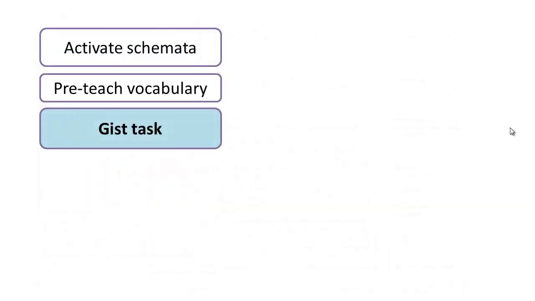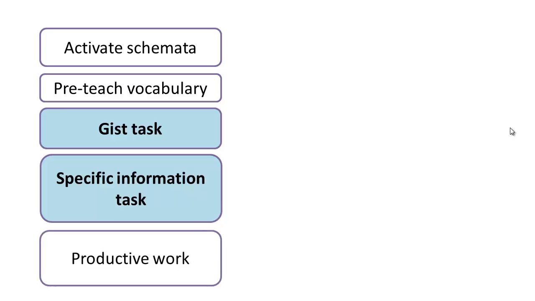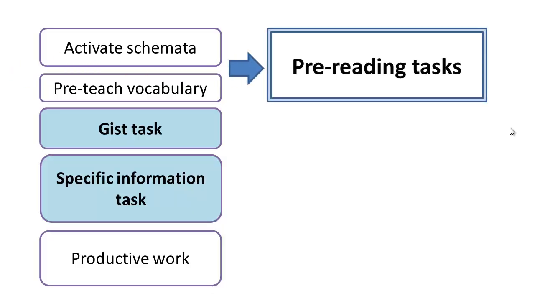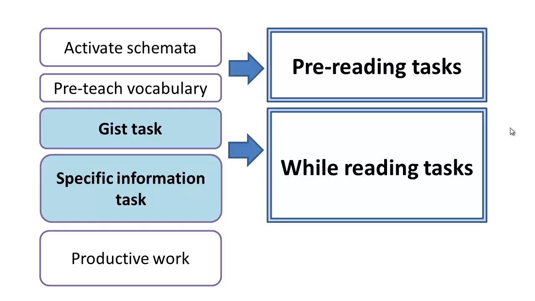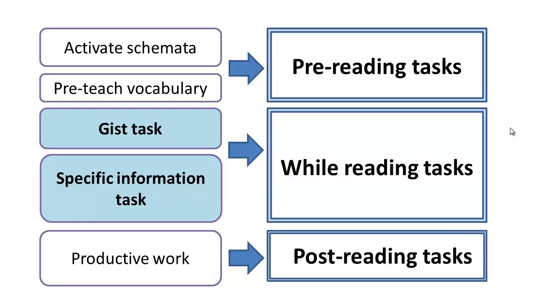In the way we looked at last time, this is how the stages went. You could summarise this by thinking of it as three main stages: pre-reading tasks, while reading tasks, and clearly those are the main focus for reading usually, and then post-reading tasks.